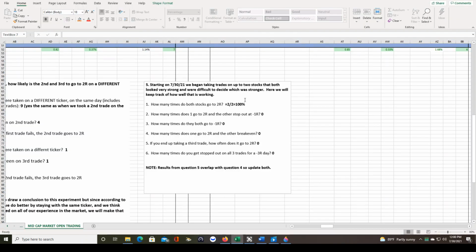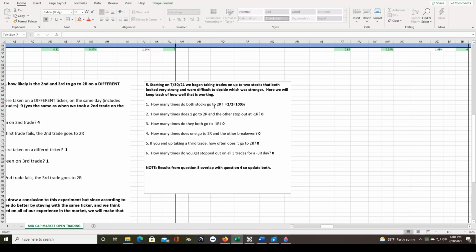So starting on July 30th, I began to take trades on up to 2 stocks that both look very strong. So this is a scenario where you have 2 different charts up. They both look equally strong. You really can't decide which one looks better. So I'm taking trades on both of them, and this is where I'm going to keep track of how often that works out. So that's only happened once, right?